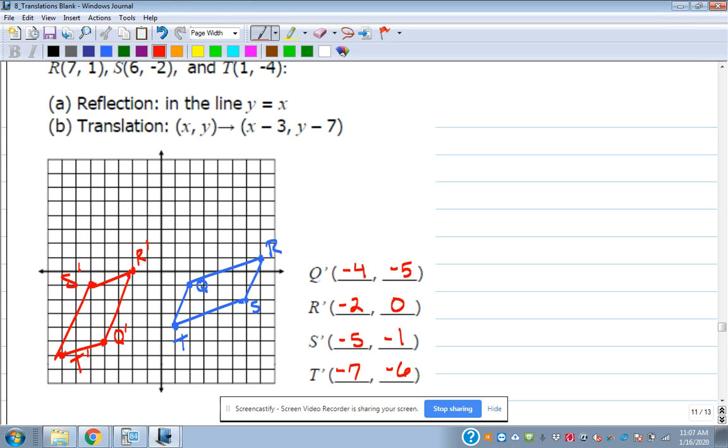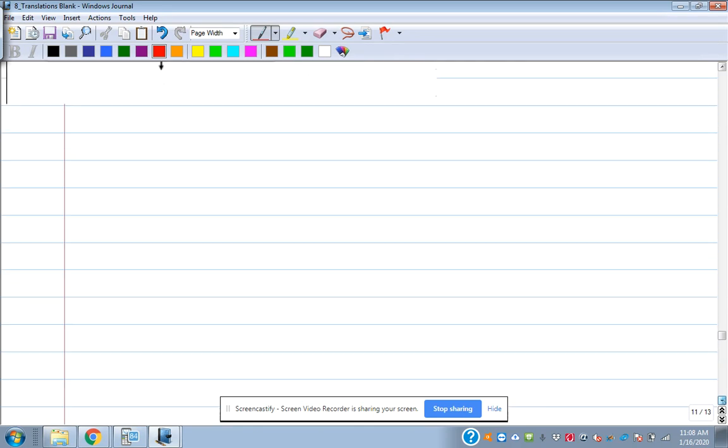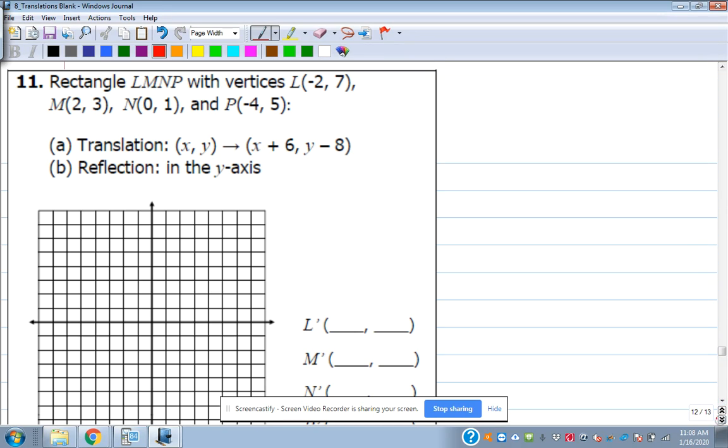Transforming, follow the order they're written in. So like on number 11, you're going to do the X plus 6 and the Y minus 8 before you reflect it across the y-axis. So let's just get the ordered pairs for 11. We won't draw it. Just get the ordered pairs for it. So translation happens first and then the reflection in this problem.